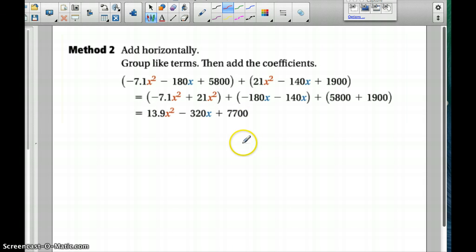Another way to do it is to do the horizontal method. In the horizontal method, you would have both of the polynomials and then simply take them apart and rearrange them, keeping the sign with the term. So take the 21x squared and put it with the negative 7.1x squared. Take the negative 180 and place it next to the negative 140x, and place the two constants together, and then combine them. And you will end up with the same polynomial.